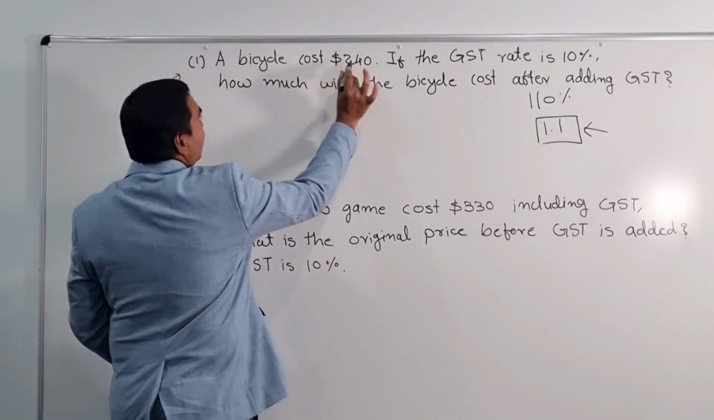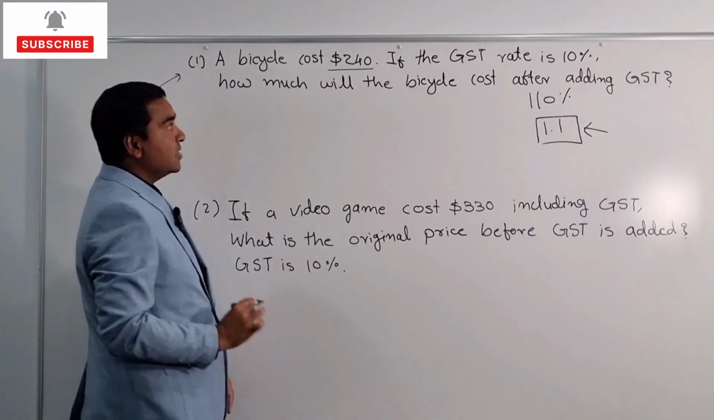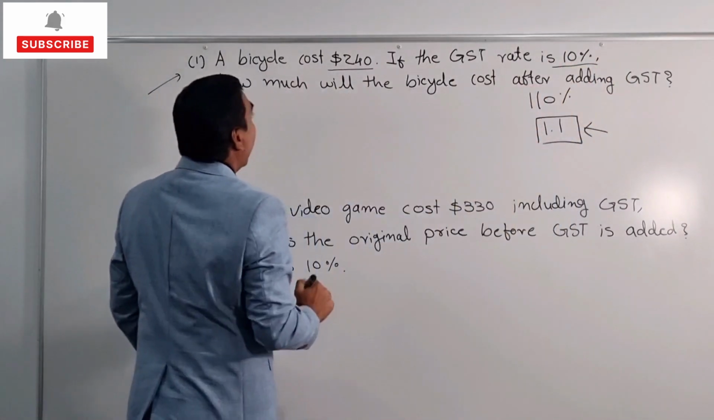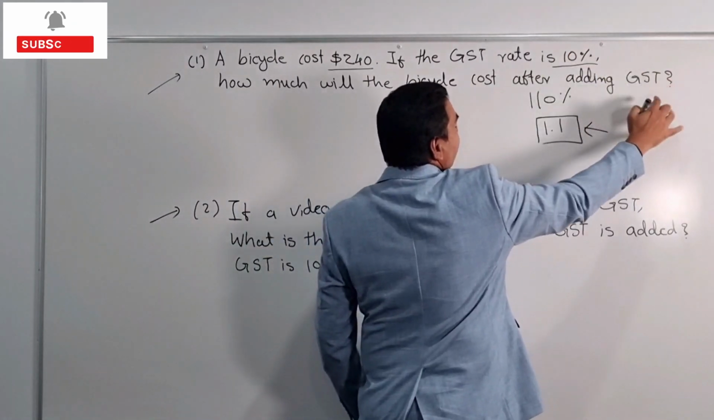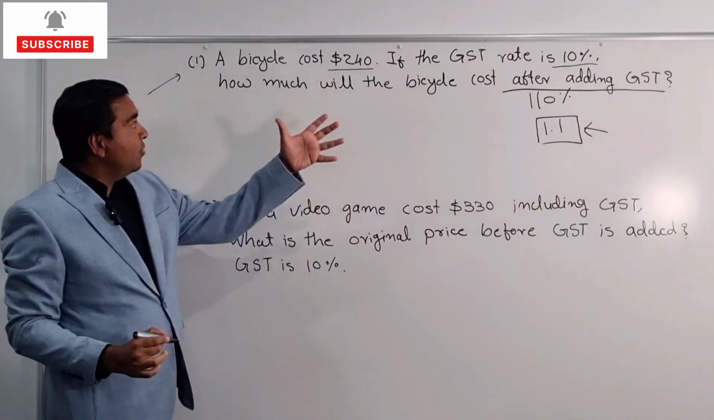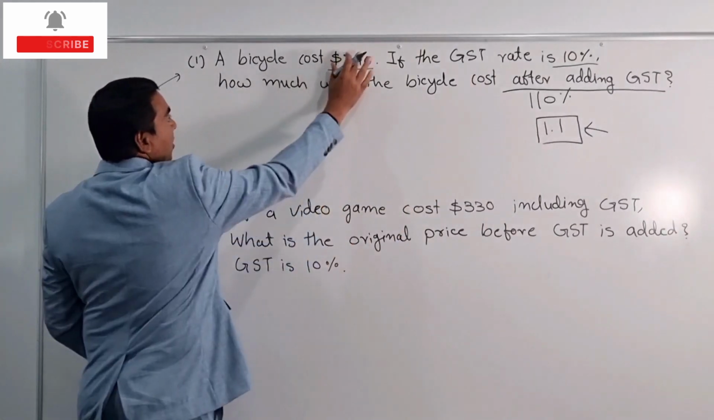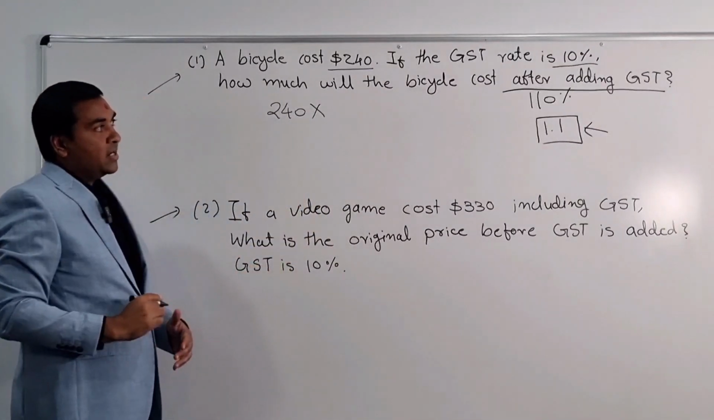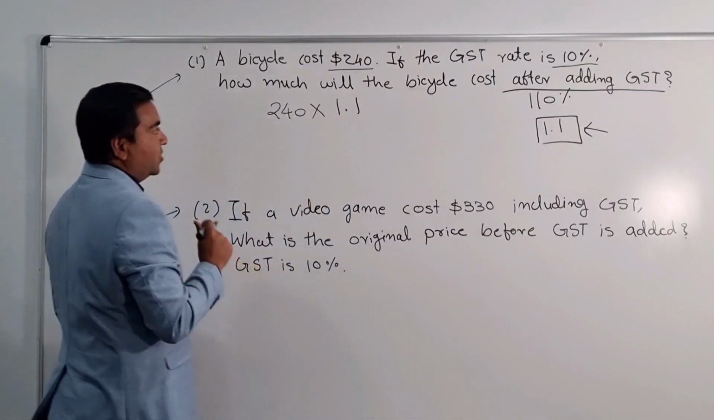A bicycle costs $240. So $240 is the price. I'll be underlining that. If the GST rate is 10%, so 10% that's normal in Australia, how much will the bicycle cost after adding GST? So they want price after GST, guys. So whenever they want the price after GST, I need to multiply by 1.1. So my original cost is $240.